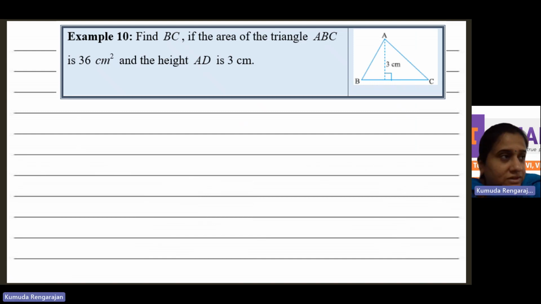Find BC. What is BC? It is a side of the triangle. Find BC, that is, find the base. A side of the triangle is also the base, right? So find the base BC, if the area of the triangle ABC is 36 centimeters square and the height AD is 3 centimeters. AD is not marked. This is AD.